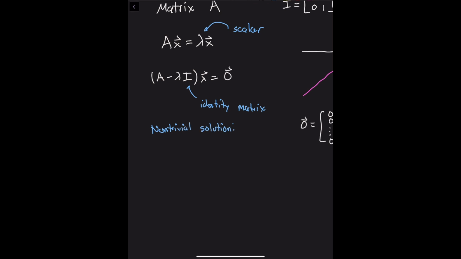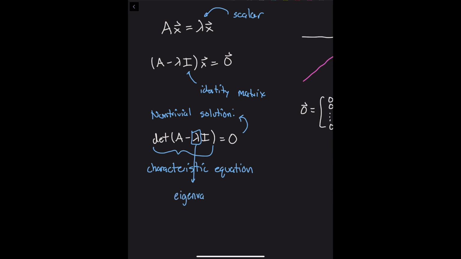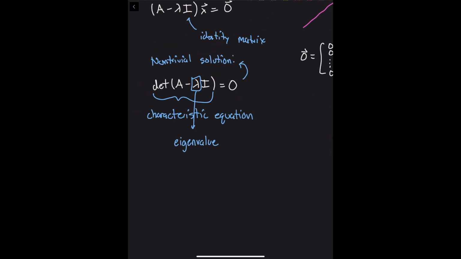There's a theorem, I don't know the proof of it, where the determinant of that matrix, A minus lambda I, when that equals 0, we have non-trivial solutions. And this is called the characteristic equation. And we solve for its roots, just like how you would solve for roots in a pre-calc class or a calculus class, to find the values of lambda. So these are called the eigenvalues, and they correspond to eigenvectors.